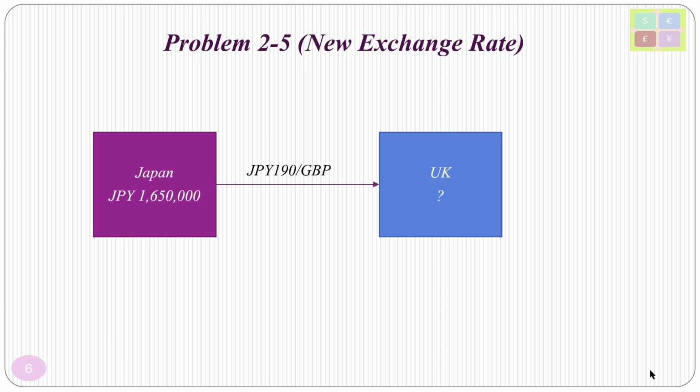So we need to find, at the new exchange rate of 190 yen per British pound, what is going to be the price in pounds. So we take the price of 1,650,000, divide that by the exchange rate of 190 per British pound, and we come up with the new price in British pounds of... As we can see, the price in British pounds has gone up.